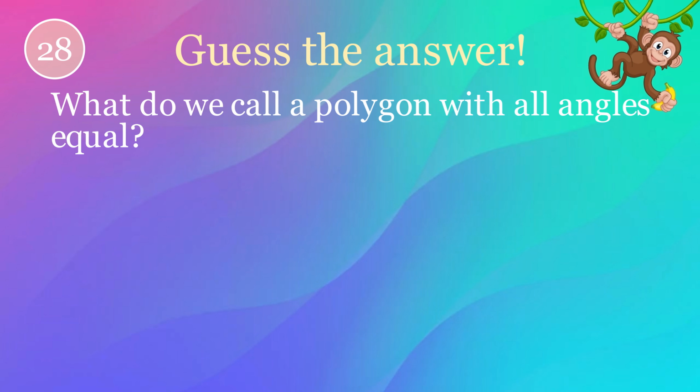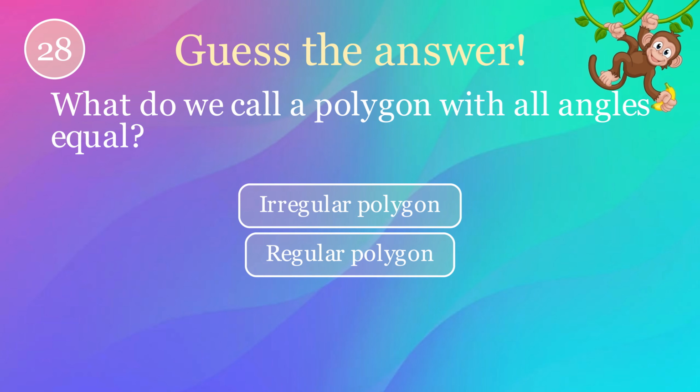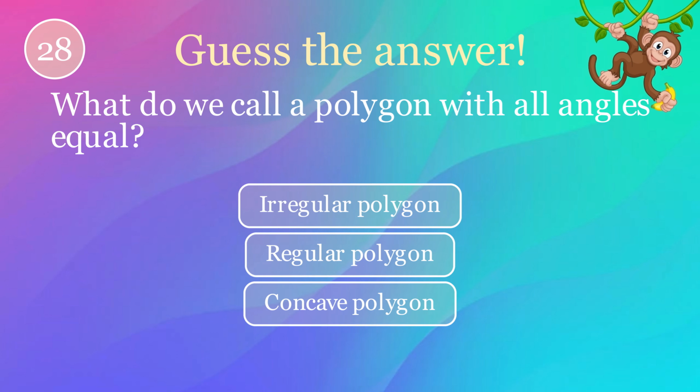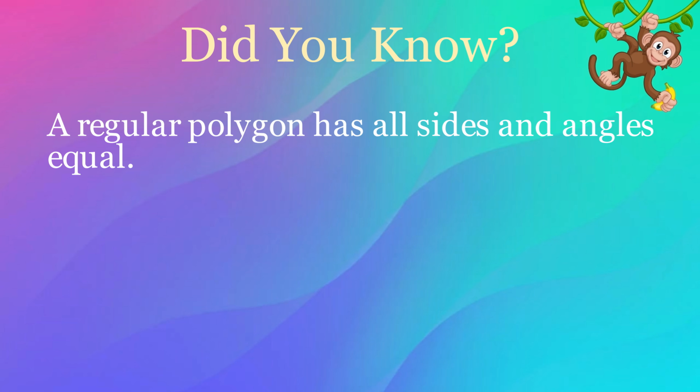What do we call a polygon with all angles equal? Irregular polygon. Regular polygon. Concave polygon. The correct answer is regular polygon. Here's an interesting fact: a regular polygon has all sides and angles equal.